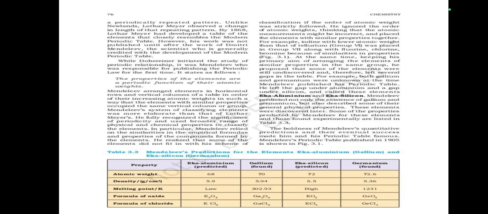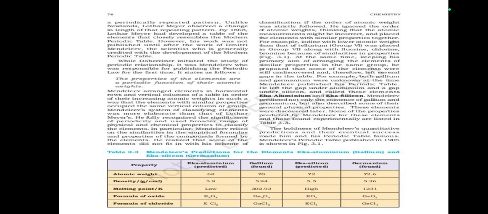At the same time, keeping his primary aim of arranging the elements of similar properties in the same group, he proposed that some of the elements were still undiscovered and therefore left several gaps in the table. For example, both gallium and germanium were unknown at that time when Mendeleev published his periodic table. He left a gap under aluminum and a gap under silicon and called these elements Eka-aluminum and Eka-silicon. Mendeleev predicted not only the existence of gallium and germanium but also described some of their general physical properties. These elements were discovered later.